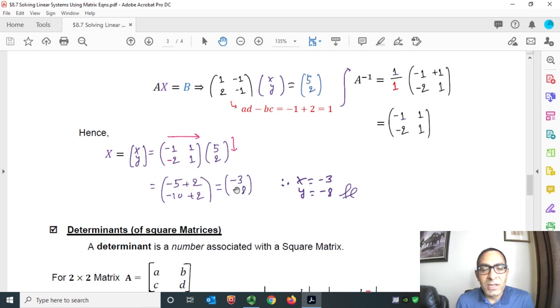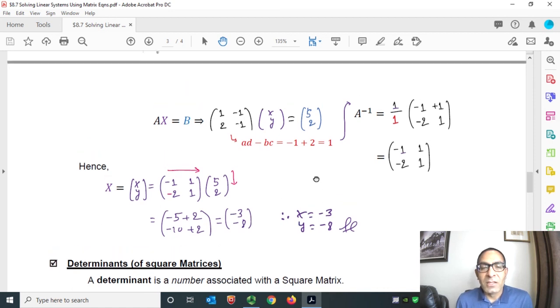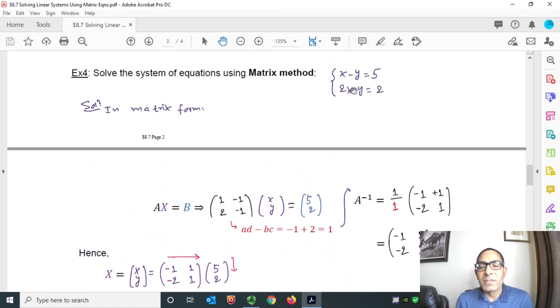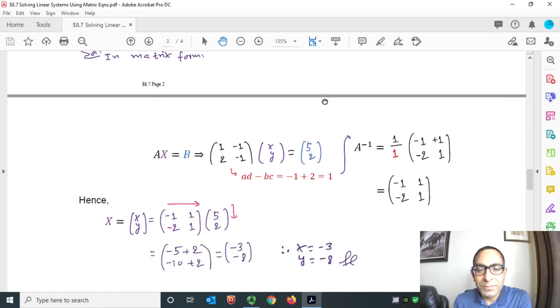Two matrices are equal if and only if the corresponding components are equal. So this implies x equals negative 3, y equals negative 8. These values are the solutions of the given system. I hope this makes sense to you all. So now let's move on.